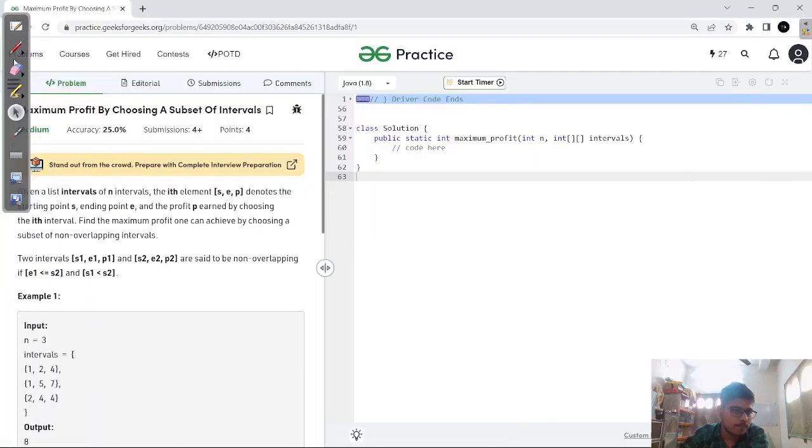So here is our problem. Given a list of intervals, the ith element SEP denotes the starting point S, ending point E and the profit P. By choosing the ith interval, find the maximum profit one can achieve by choosing a subset of non-overlapping intervals, and this is the overlapping condition. If two intervals are given like this, then the non-overlapping condition is this one.